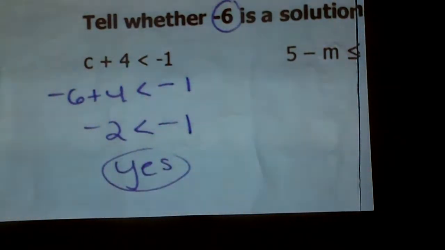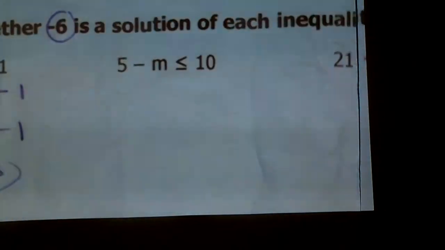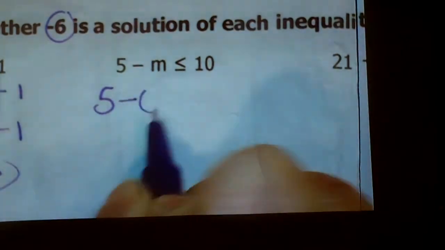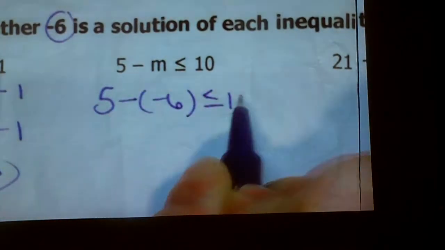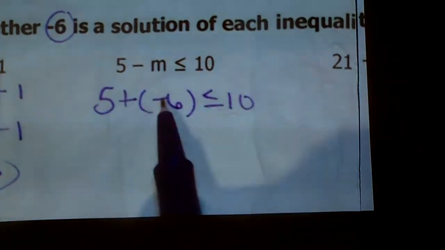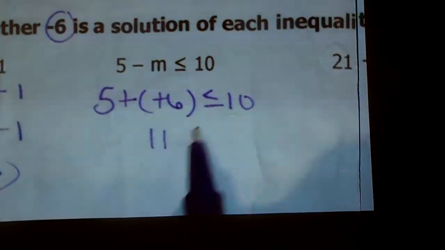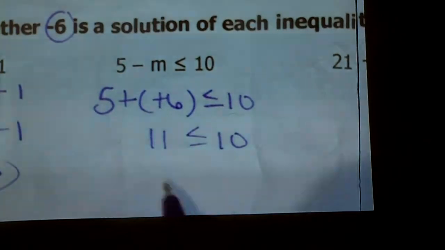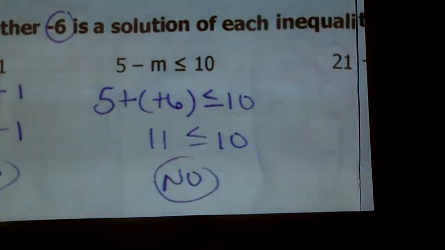There are plenty of other numbers that would also work, but we're just testing negative 6. Alright, I want to see if it works for this one. So 5 minus negative 6 is supposed to be less than or equal to 10. 5 minus negative 6 is 11. Is 11 less than or equal to 10? Nope. So that means that negative 6 is not a solution to that one.